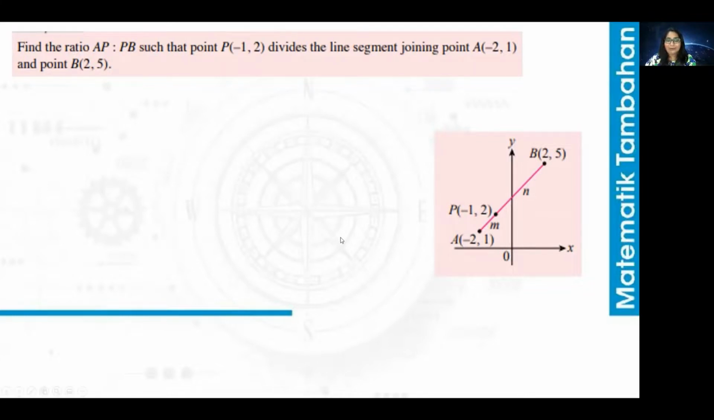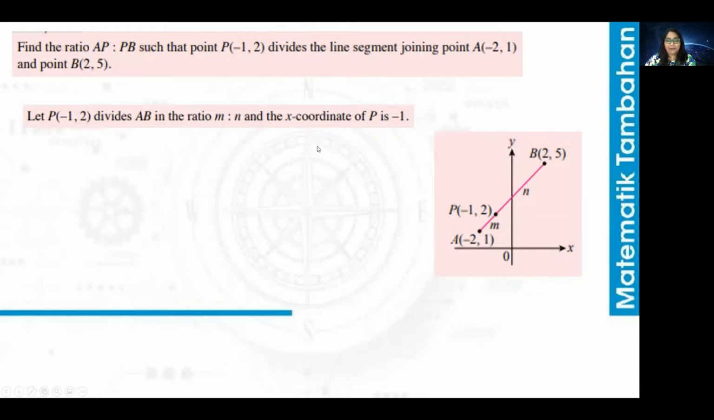In my example, I will be using the x-coordinate formula. So using the x-coordinate formula, we know that the x-coordinate of P is -1. Therefore, (nx1 + mx2)/(m + n) is equal to -1.